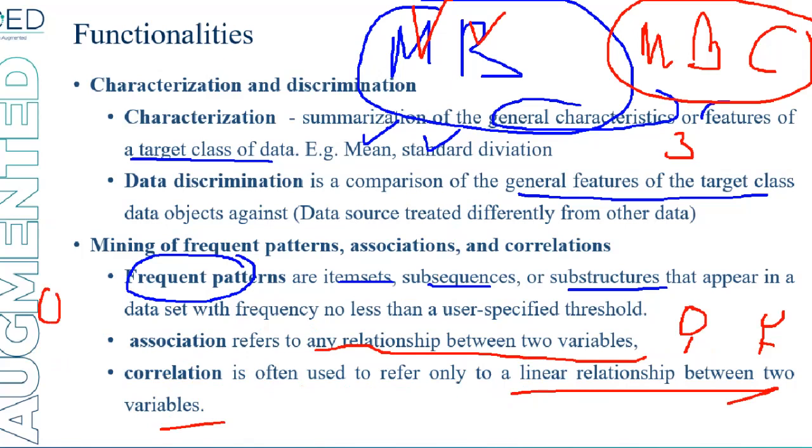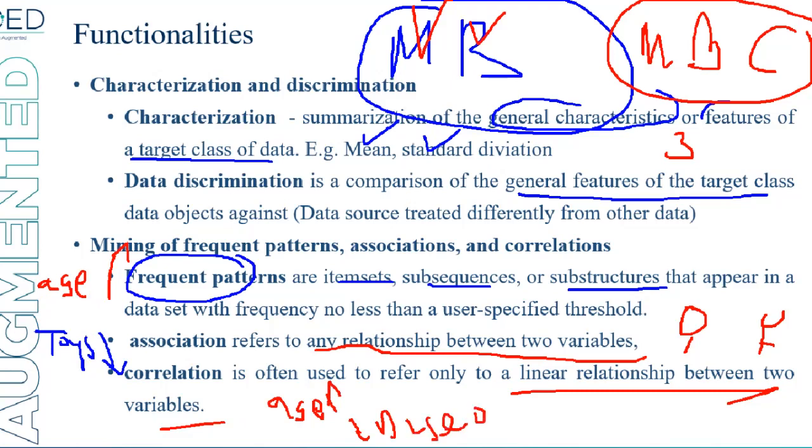For example, when the age increases, the number of toys for the kid decreases. Another analogy: when age increases, the number of opportunities for diseases decreases. So these are all known as functionalities.